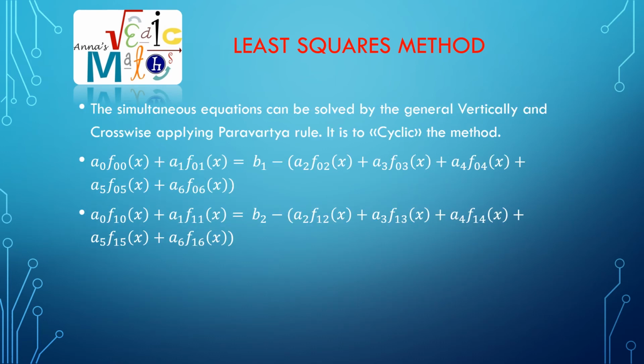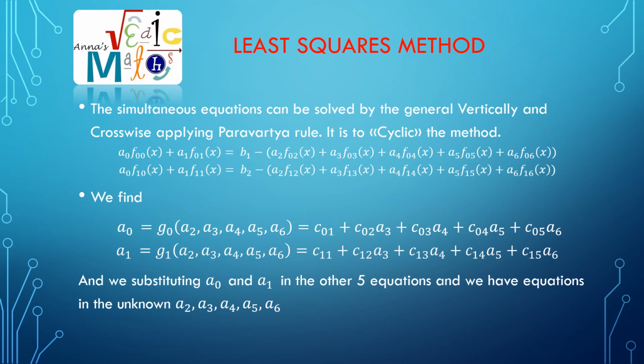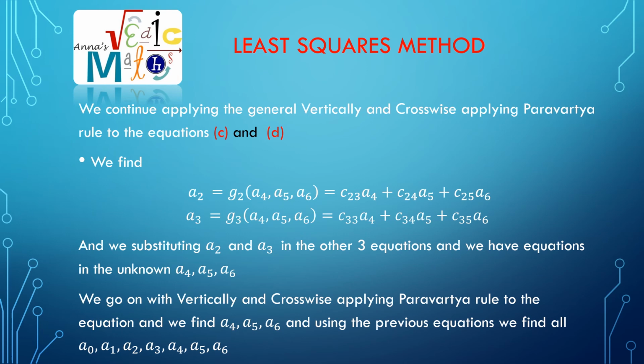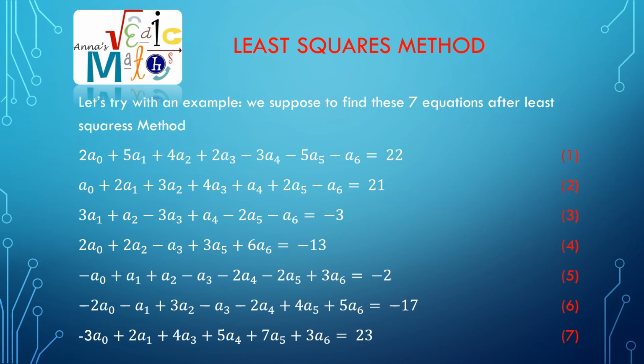The simultaneous equations can be solved using vertically and crosswise, applying the Paravartya rule, and cycling the method. So we use the method we saw before, and then we go on in an iterative manner. We find a0 and a1. We continue applying vertically and crosswise, and we find a2 and a3. If, for example, we have this type of 7 equations in 7 unknowns, after doing all the calculation, we try to find the solution.